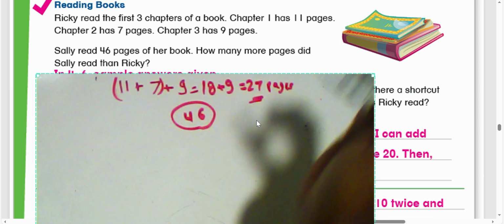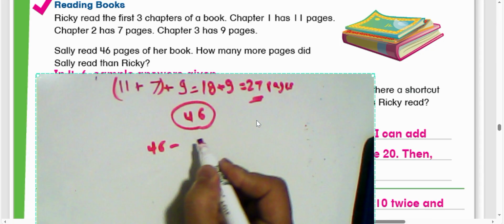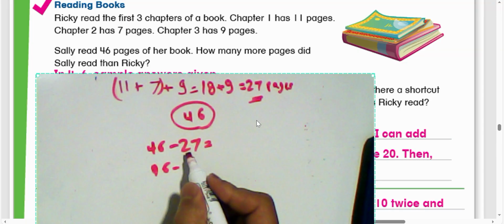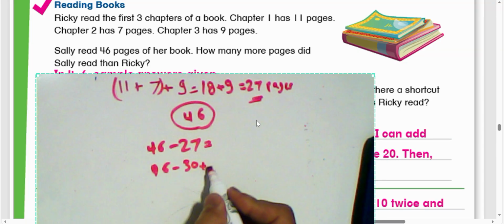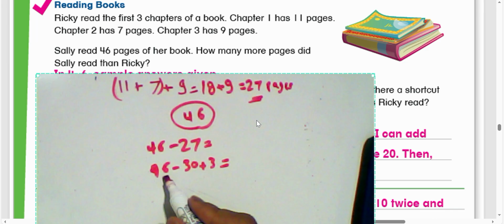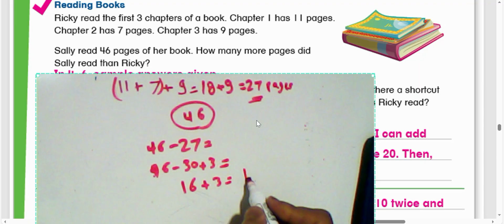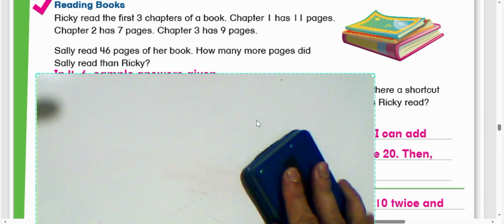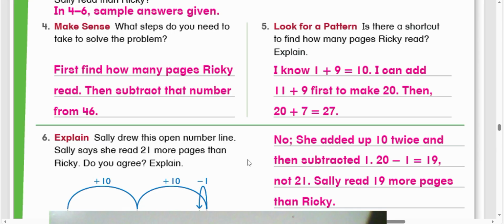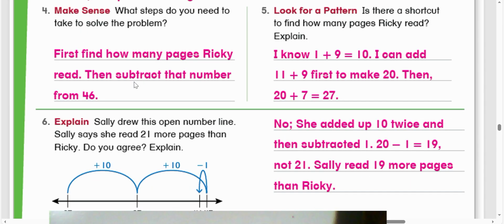You can use break apart strategy. 46 subtract by 27. We can write 46 subtract by the number nearest to 30. Subtract by 30 plus 3. 46 subtract by 30. 6 minus 0, 6. 4 minus 3 equals 1. And then add 3, the result will be 19. Okay, this is the difference between them, equal to 19. So the steps for this answer you can write here. First, find how many pages Sally read, then subtract that number from 46.